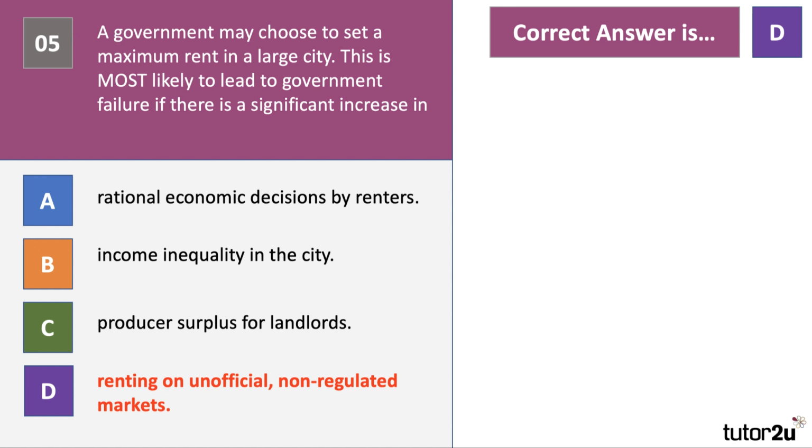Okay, so of those, income inequality could conceivably be, produce surplus for landlords goes down. The right answer though is D, that there'll be a move towards unregulated, unofficial shadow markets. Landlords can't charge the official rent, but they kind of find a backdoor way of extracting the rent from tenants in some shape or form. So disintermediation, unofficial, non-regulated shadow markets may well appear. So D is the right answer to 5.